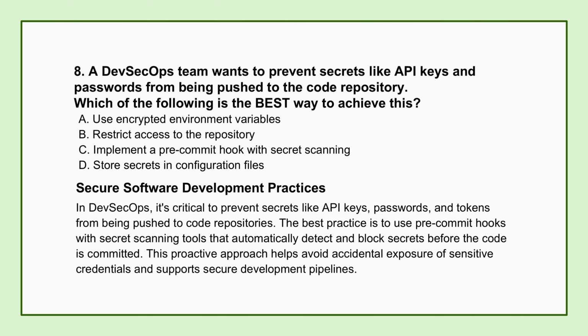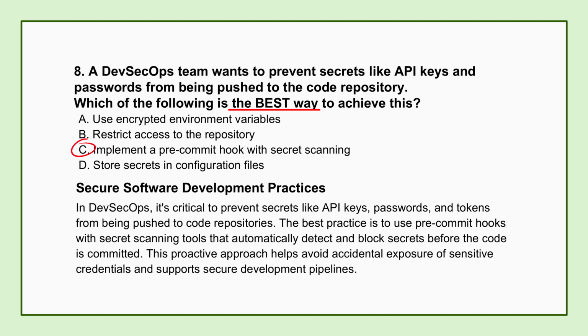Okay, number 8, into DevSecOps territory. The team wants to stop developers accidentally committing secrets, API keys, passwords into the code repository. Big problem. Best way? Encrypted environment variables, restrict repo access, pre-commit hook with secret scanning, or store secrets in config files. The most proactive way to prevent this is the pre-commit hook with secret scanning.